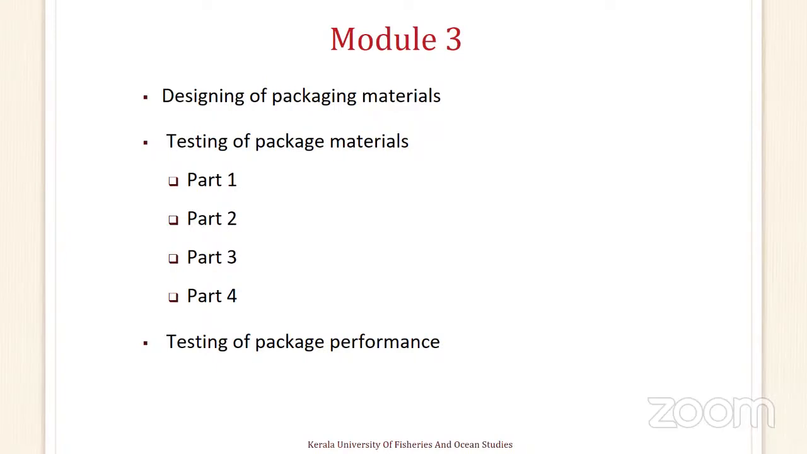So in the design, we talked about, I hope you remember, the primary, secondary, and tertiary packages, the requirements that you'll require in different packages, the different forms and the methods of manufacturing, and what are the factors we keep in mind while we design any packaging for any food. Okay, so we talked about different factors for that.